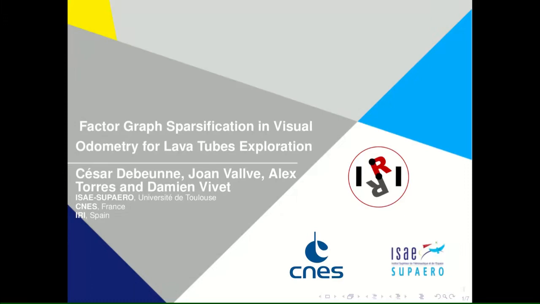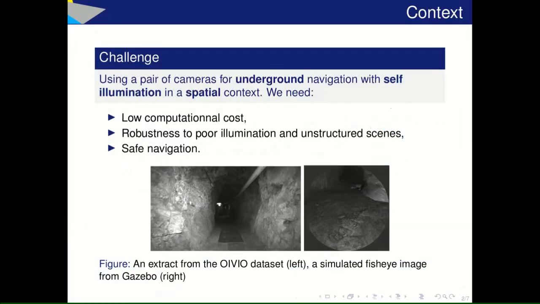This video is about factor graph sparsification in visual odometry for lava tubes exploration. The context of this research is robot navigation for space exploration. The challenge here is to navigate in an underground context with cameras and onboard illumination. We validate our solution on both real and simulated data.